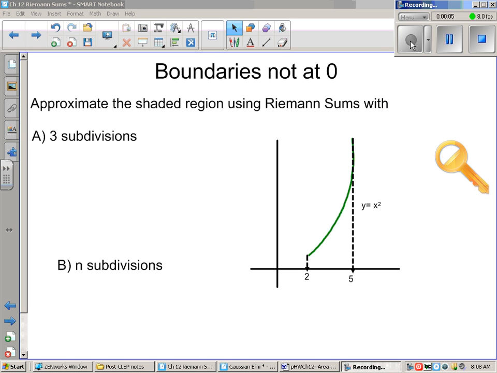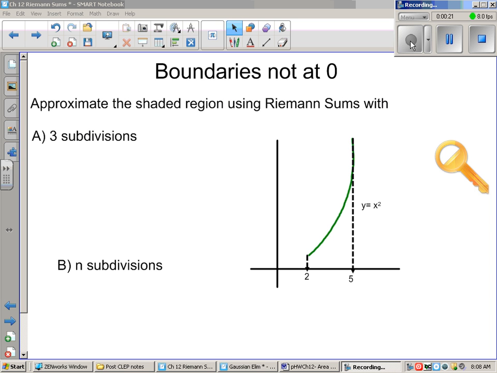All right, so the next one that we're going to do are when these Riemann sums don't begin at 0. And let's be real, up to this point, any of your examples that you've done have all started pretty much at 0 in the homework questions. So what does that look like when it doesn't start at 1?